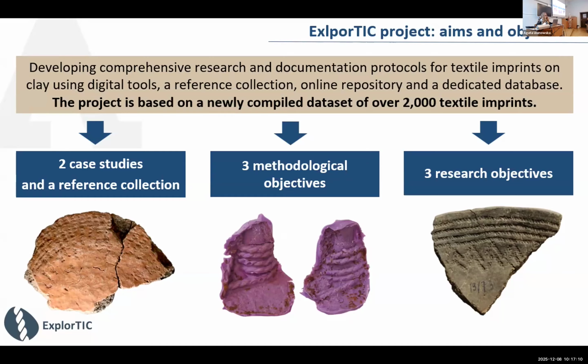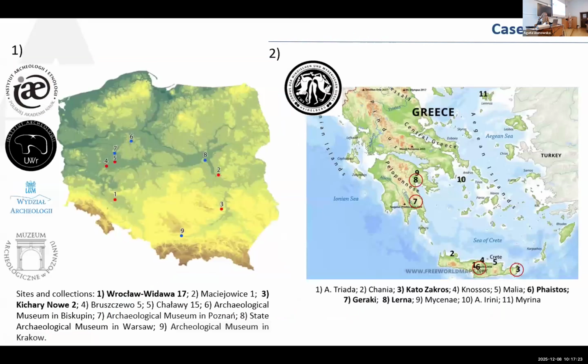So for this project, we have 2 case studies and the reference collection, then 3 methodological objectives, and we will focus today on the methodological objectives, and 3 research objectives. Now, talking about case studies, we have several sites from Poland with textile imprints, mostly on pottery. And these are so-called both ornamental and technical textiles.